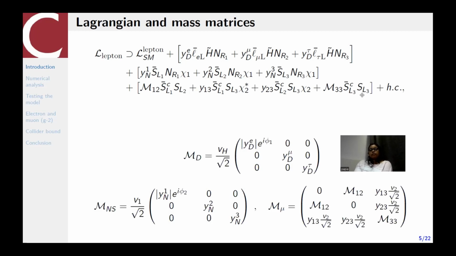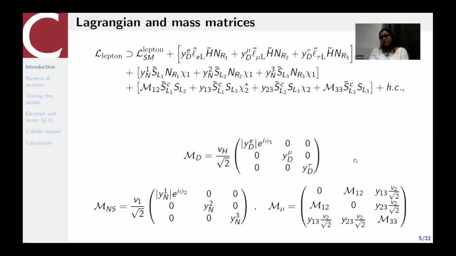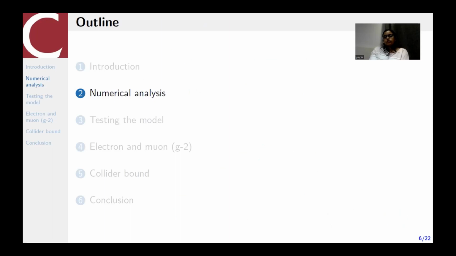Yeah, so from these Lagrangians we can have the mass matrices M_D, M_NS and M_mu. As I have told, the first bracket was showing the Dirac mass, the second bracket was the mixing between N and S, and the third one is M_mu. So from this Lagrangian, whatever it is showing in the upper panel, we can have the M_D, M_NS and M_mu expressions. Yeah, then next. As we have already made our Lagrangian and particle contents as well as the mass matrices, we can go for the numerical analysis calculation.